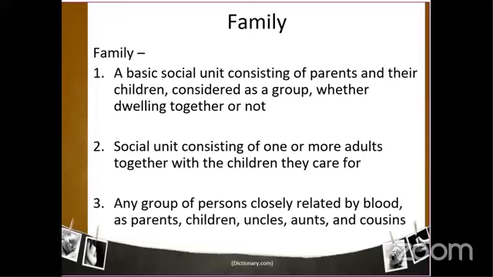You realize that the first definition brings in the aspect of a group or a social unit. It consists of parents, people who are related by blood, or considered as a group by adoption, and they are living together, sharing some responsibilities. So I believe you can see how we have a very comprehensive definition of a family, such that there are some terms that you need to note. When you're looking at a client or a patient, you look at them in terms of the people with whom they share a common social unit.